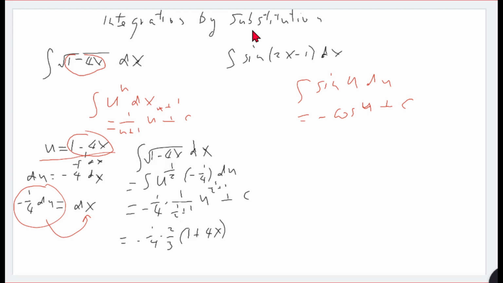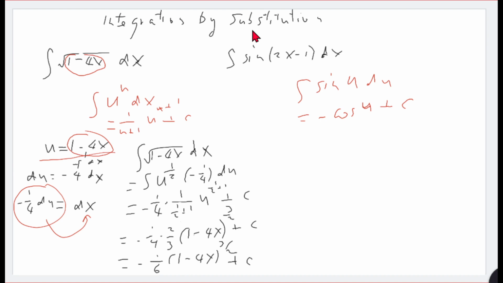Anyway, the key is in the back here. Once you're done with integration, you're going to plug it back. 1 minus 4x for u, and then the power, of course, is 3/2, plus c. So finally, you got 1/6 times 1 minus 4x to the 3/2, plus c.